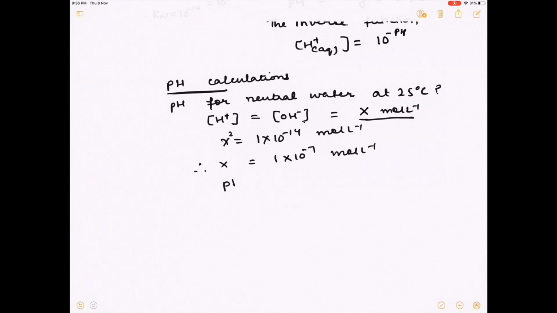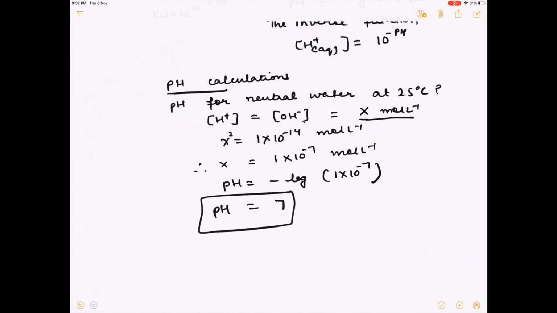So pH is equal to minus log of 1 into 10 raised to the power minus 7. This comes out to be 7. So for neutral water pH is 7.